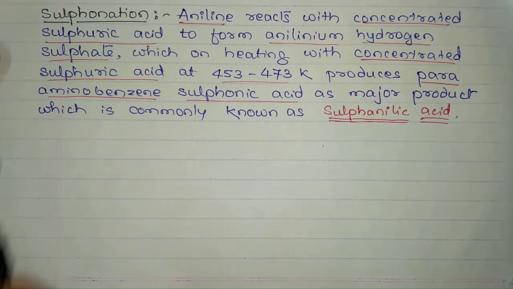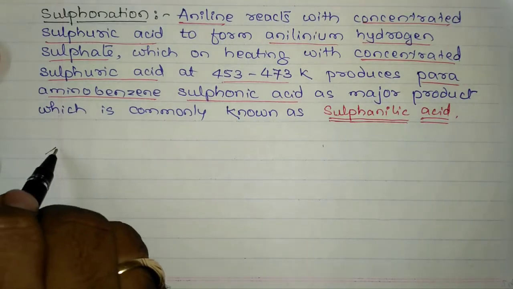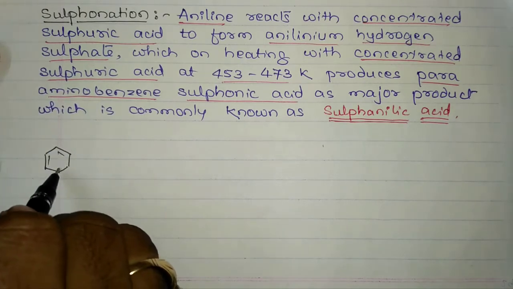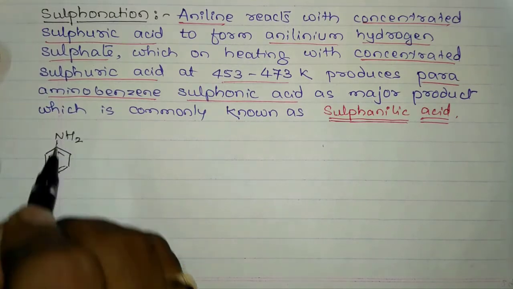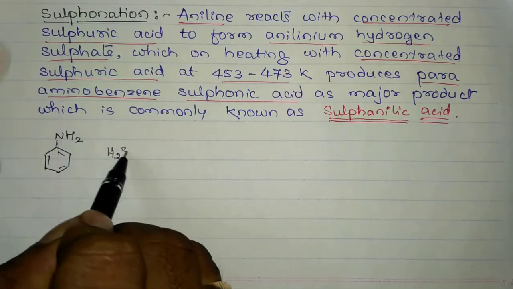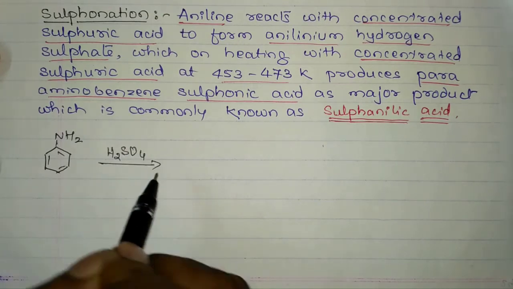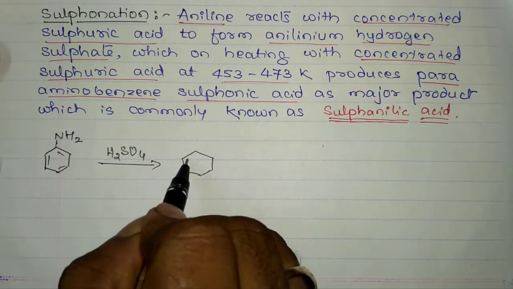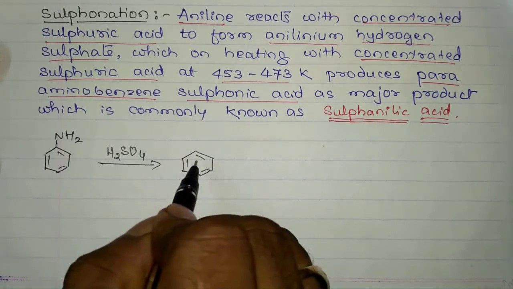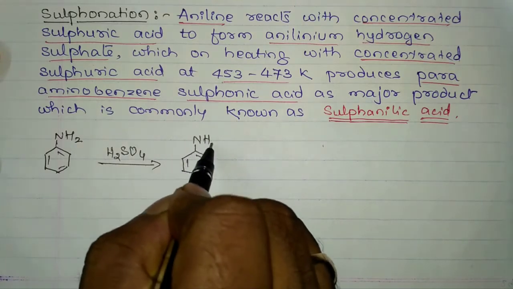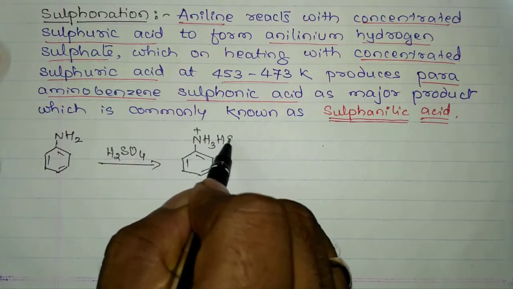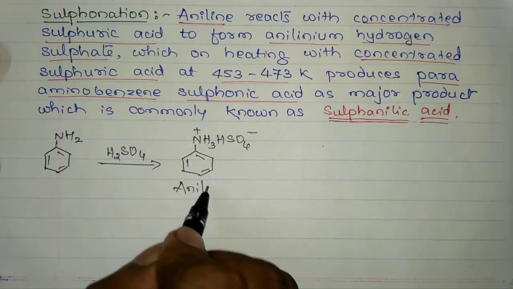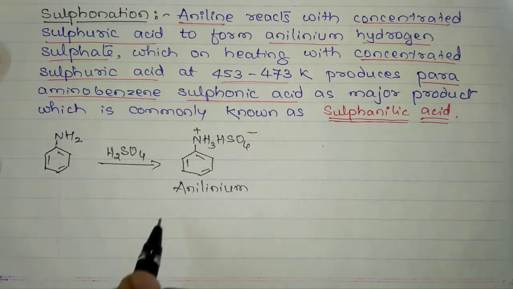I'll write this reaction. Aniline reacts with concentrated sulfuric acid, gives anilinium hydrogen sulfate, NH3 plus HSO4 minus, anilinium hydrogen sulfate.